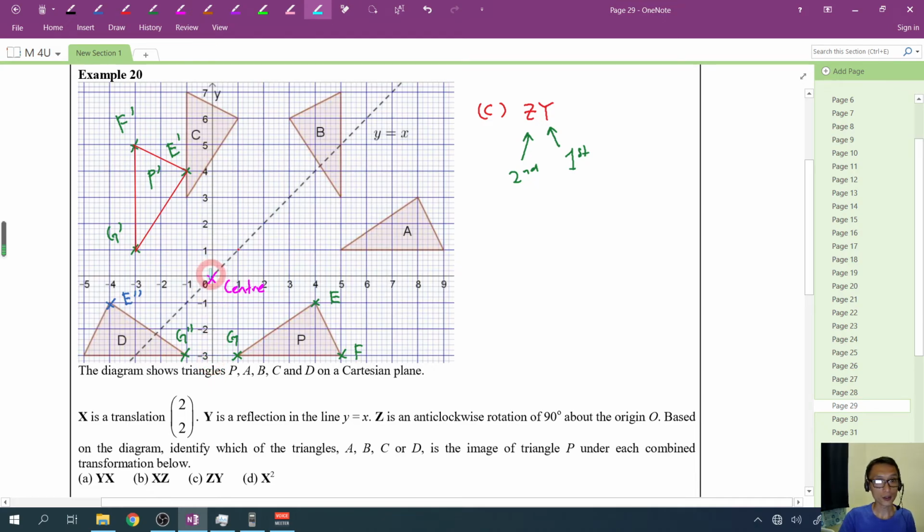The last point is F prime. 1 2 3 4 5. 1 2 3, 5 3. 1 2 3 4 5. 1 2 3. Okay, so this is F prime.